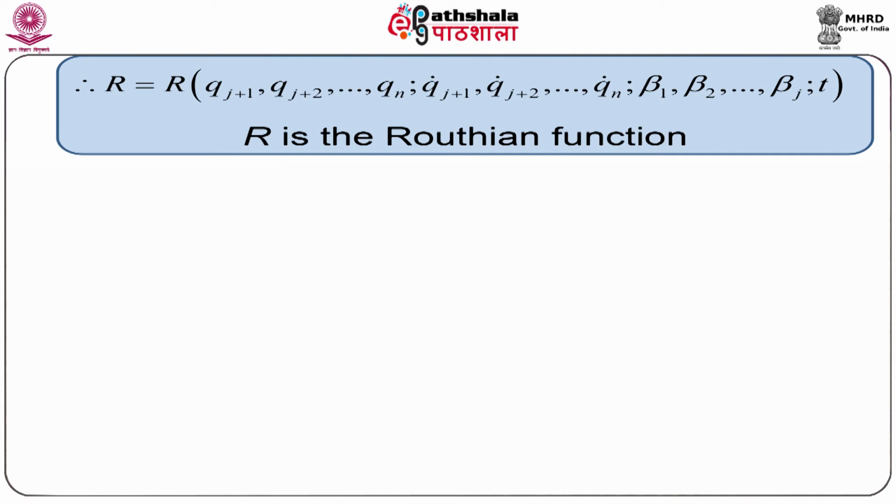Now, the function R can be written as a function of generalized coordinates q suffix j plus 1, q j plus 2 up to qn, functions of generalized velocities q j plus 1 dot, q j plus 2 dot up to qn dot, and beta 1, beta 2 up to beta j and time t. R is the Routhian function.